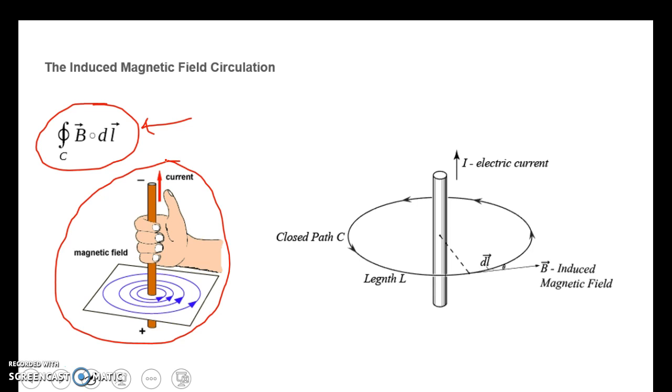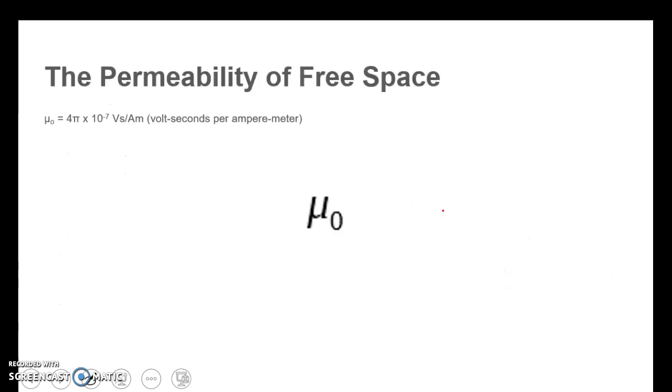The magnetic field circulation is calculated by doing a line integral of the dot product of B and dl. So here's our B and dl. dl is just an infinitely small differential length of the path on this circular enclosed path C. So that's what we're trying to solve with the induced magnetic field circulation portion. The permeability of free space is right here. The magnetic permeability determines a material's response to an applied magnetic field. Here's the permeability of free space, called vacuum permeability, and there's the units.